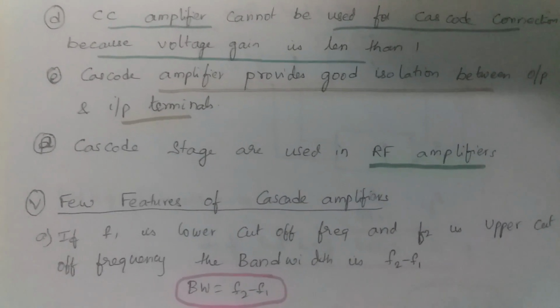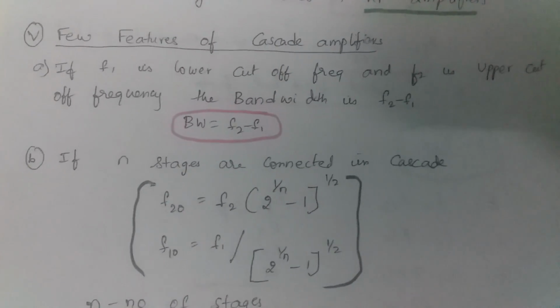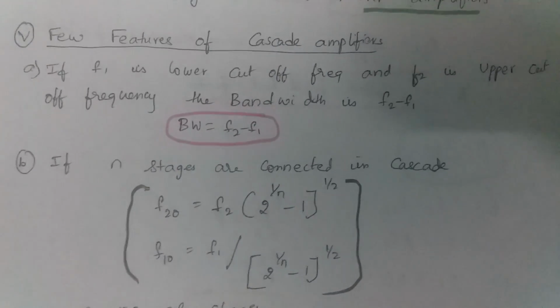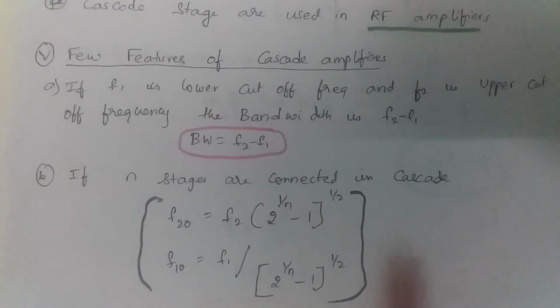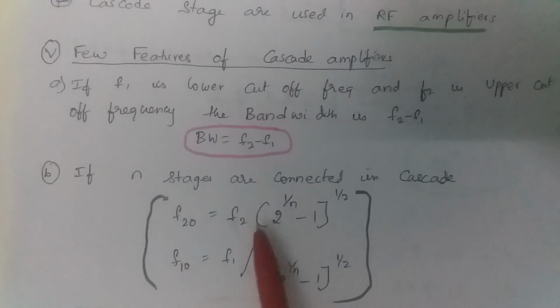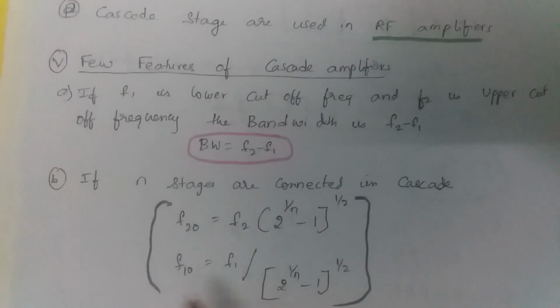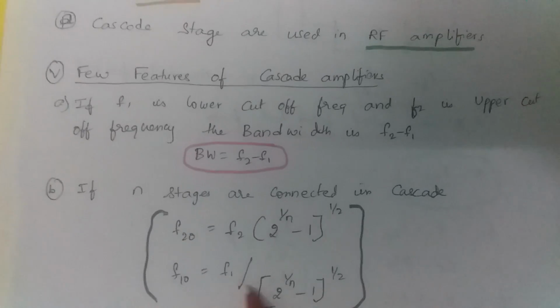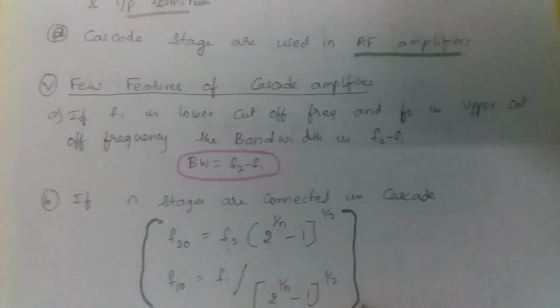Let's understand a few features of cascade amplifiers. If F1 is the lower cutoff frequency and F2 is the upper cutoff frequency, the bandwidth is F2 minus F1, that we know. If you are connecting n stages in cascade, what happens? F2' is equal to F2 into (2 to the power of 1 by n minus 1) to the power of half. And F1' is equal to F1 by (2 to the power of 1 by n minus 1) to the power of half.